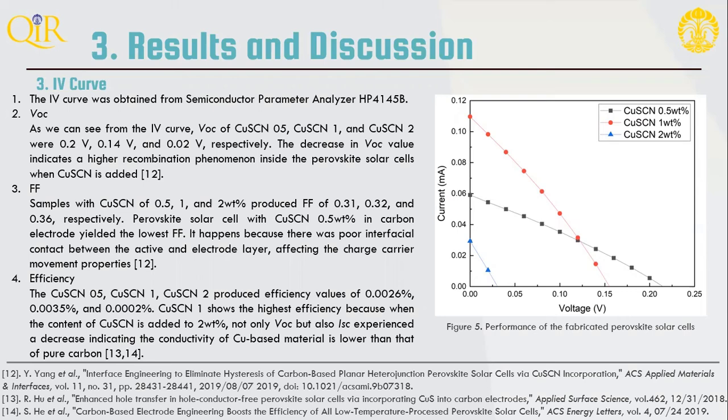Based on the efficiency value, the CuSCN05, 1, and 2 produce efficiency values of 0.0026%, 0.0035%, and 0.0002%. CuSCN1 shows the highest efficiency because when the content of CuSCN is added to 2 weight%, not only the open circuit voltage, but also the short circuit current experiences a decrease, indicating the conductivity of the copper-based material is lower than that of pure carbon.